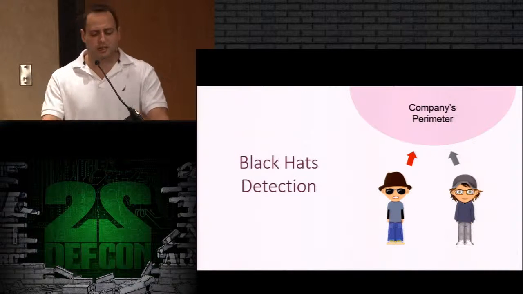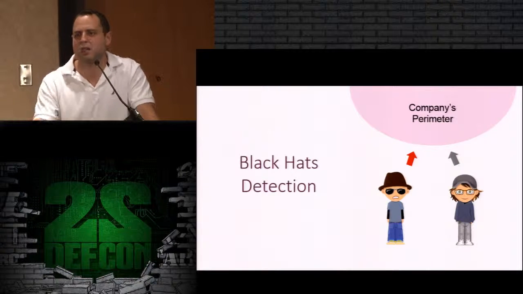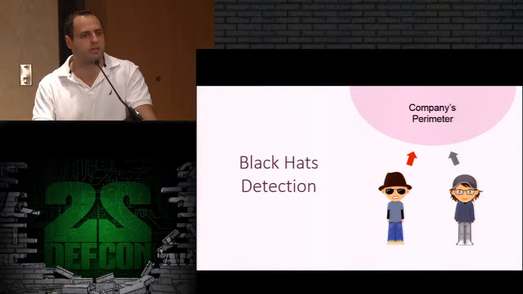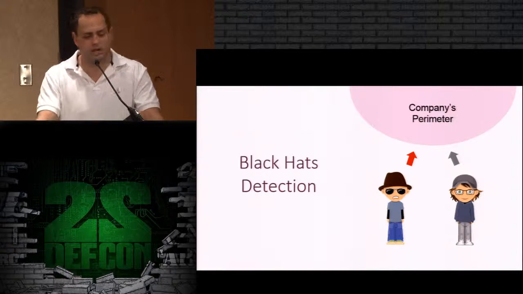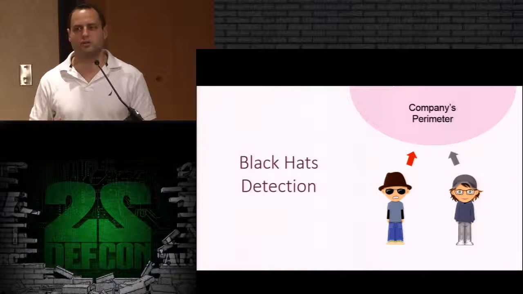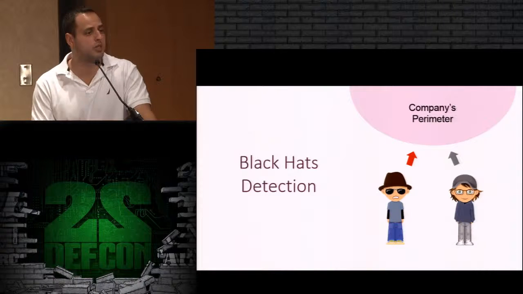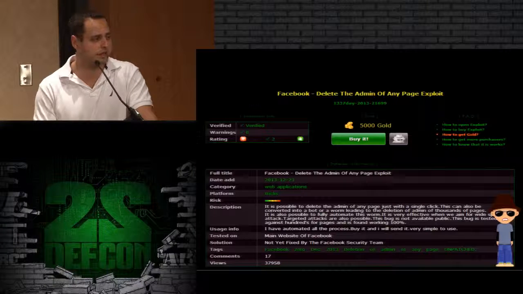The next one is, well, the way we detect black hats. Because let's say that we have a bug bounty program and we have our perimeter, and that's pretty nice. But then we're exposed to all the good hackers and the bad ones. And the thing that we don't want to happen is this.